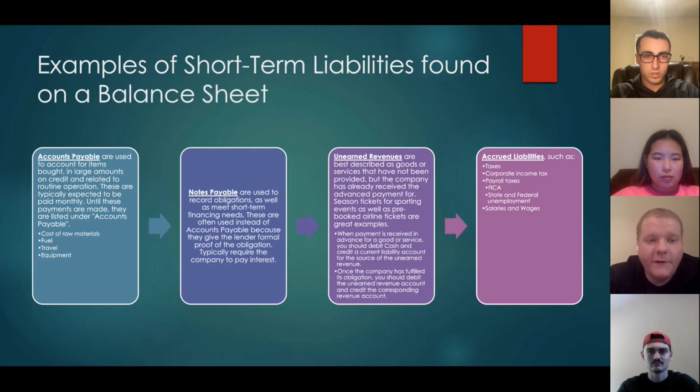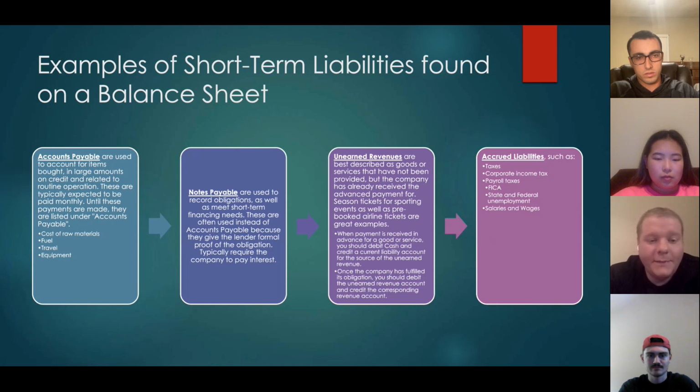Some examples that you're going to find on your balance sheet: accounts payable. These are used to account for items bought typically in large amounts on credit, and they relate to day-to-day operations. They're always going to be listed on your accounts payable: things like cost of raw materials, fuel for your vehicles, travel expenses, and equipment. Next, you're going to see notes payable. These are used to record obligations that you owe to other firms.